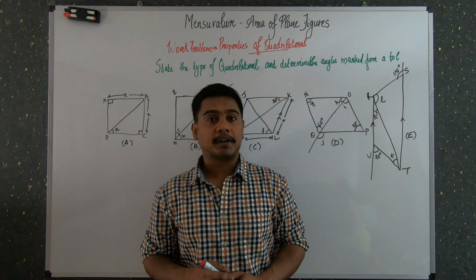Okay, now let's do the parallelogram. One of the important properties of a parallelogram is what? Opposite sides of a parallelogram are equal. So you easily got your value for G. What is the value of G? 52 degrees, because opposite angles of a parallelogram are equal.